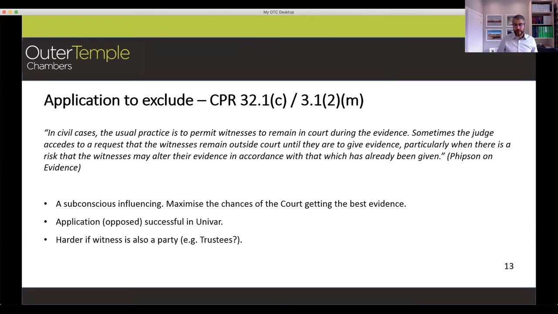The second big point is that the way to go about it is to stress that no one is suggesting that responsible trustees, former trustees or board members are going to be coming along and deliberately trying to mislead the judge. It's a much more subtle application than that.